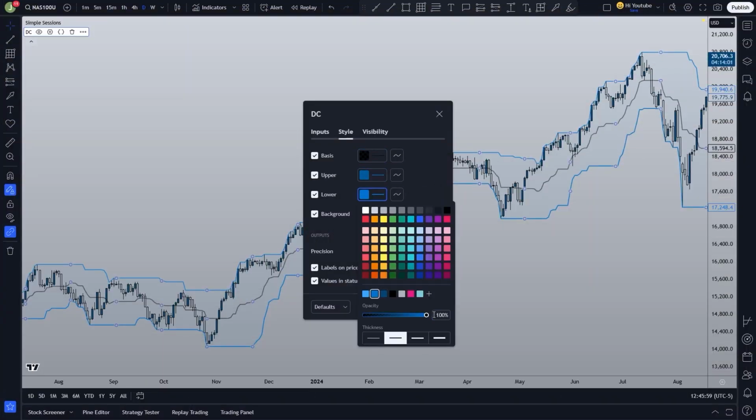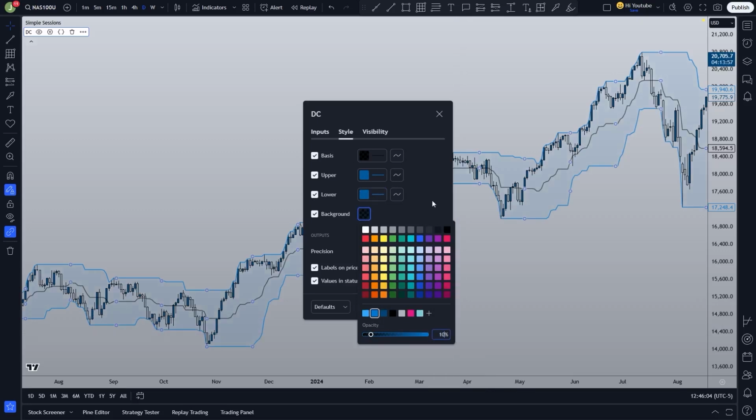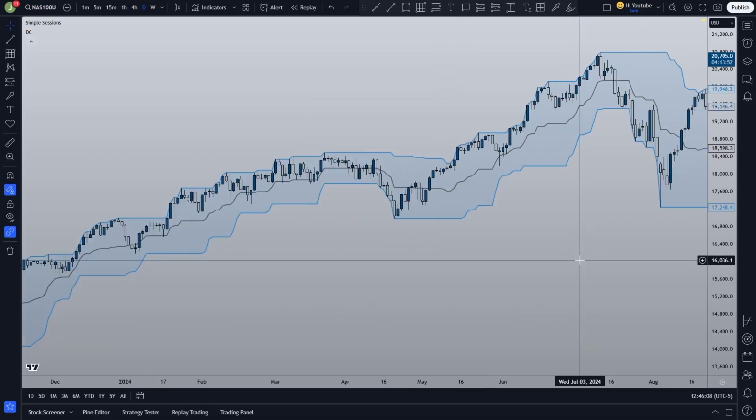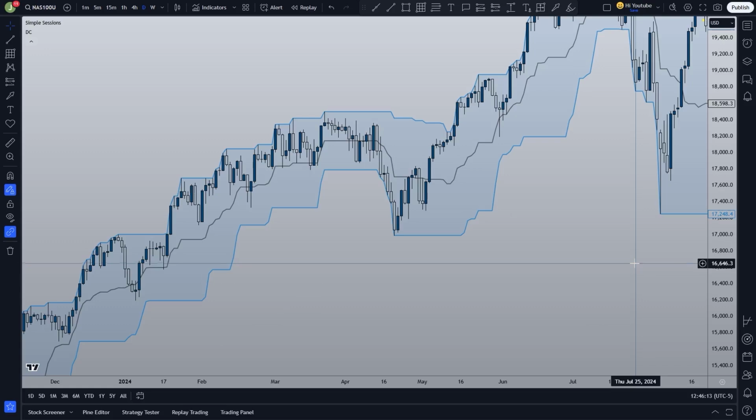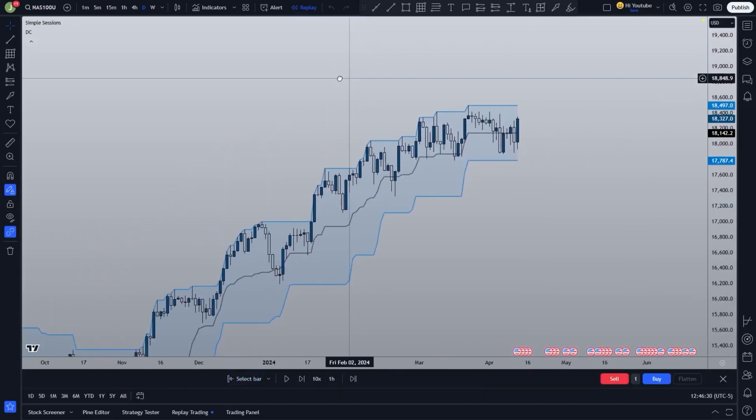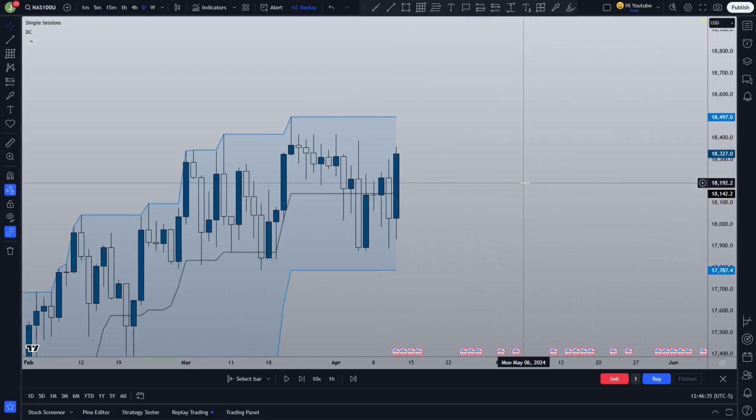The upper line, which represents the highest high over a specific number of periods, the lower line, which reflects the lowest low over the same period, and the middle line, the average of the upper and lower lines. These lines are plotted on your price chart, dynamically shifting as new highs and lows are formed. They're widely used in breakout strategies and trend-following systems.